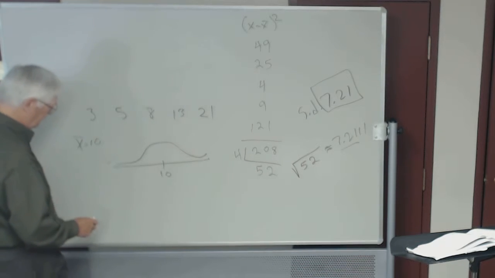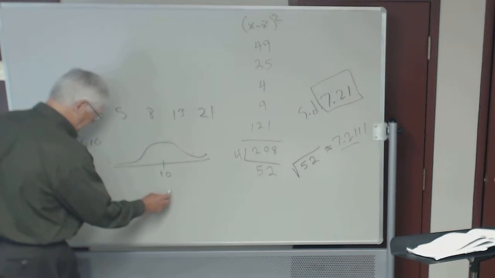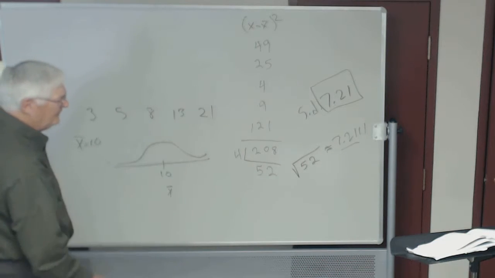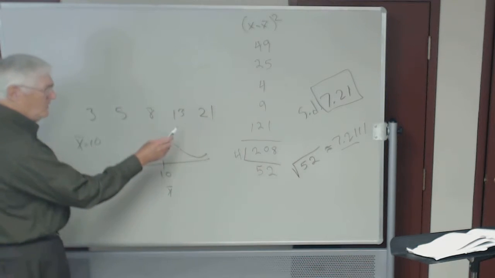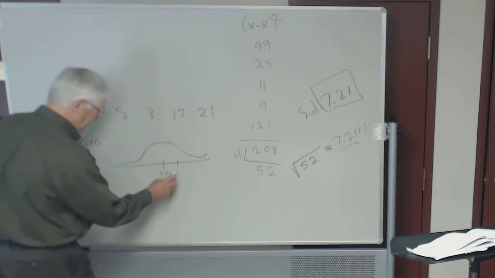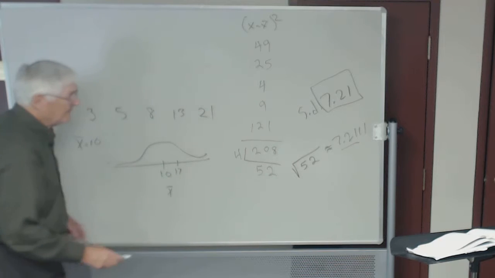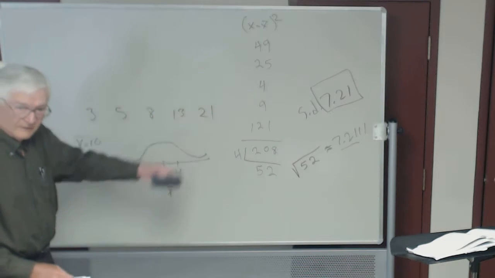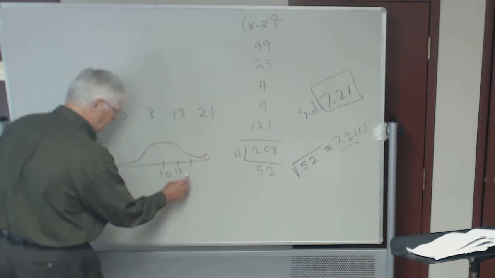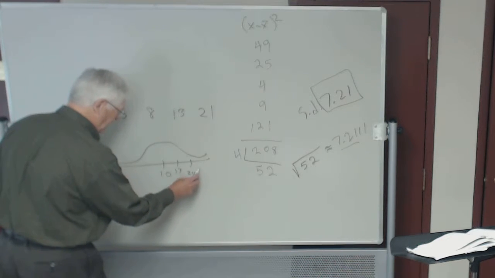There, we'll use that one. So the mean is 10. And the standard deviation was what? 7.21. So one standard deviation above here would be 17, if we just round it off to 7. And a second standard deviation would take you up 7 more, to 24.